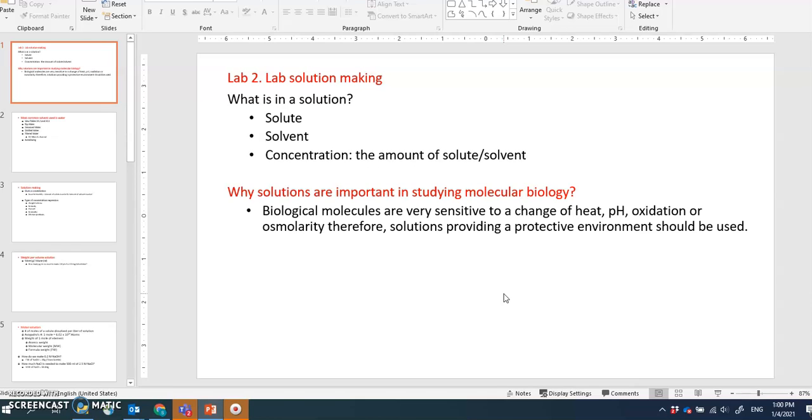So why are solutions important in studying molecular biology? Like I said, biological molecules are very sensitive to a change of heat, pH, oxidation, or molarity. Therefore, solutions provide a protective environment where they can be kept constant without losing their structure because of all these changes. So a solution provides some protection. You have to carry out reactions of biological molecules within a solution, because your body is full of biological solutions. You provide that by mimicking the condition.